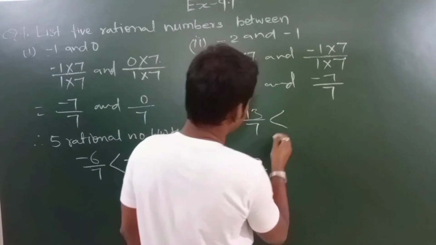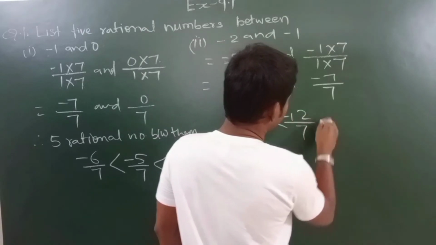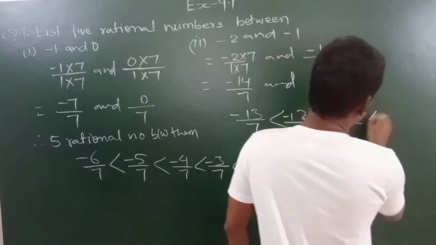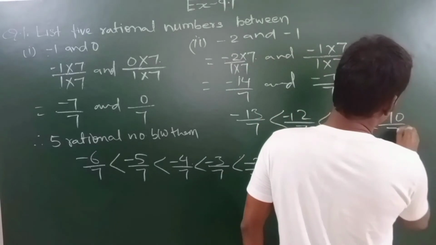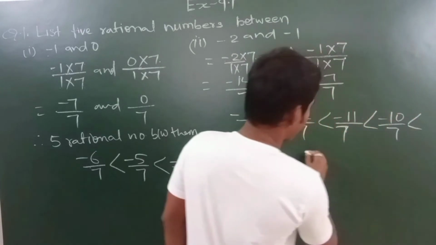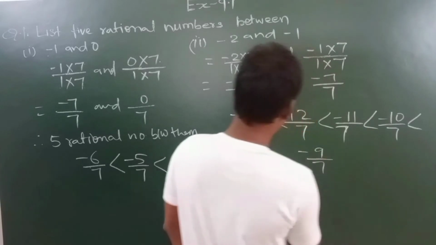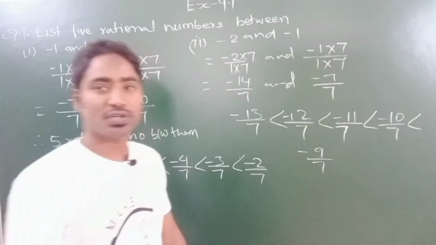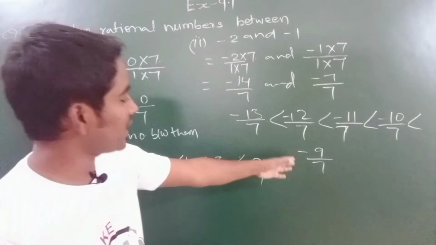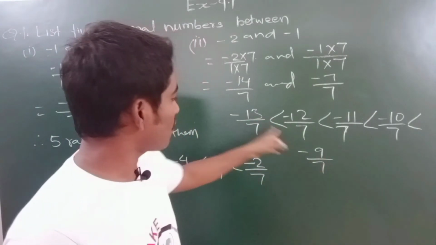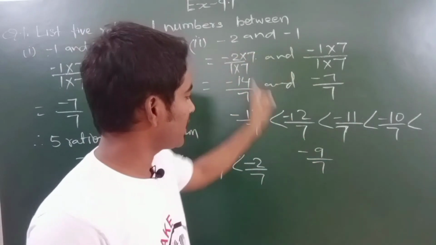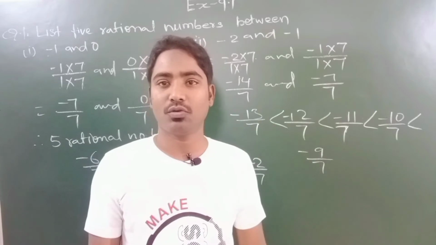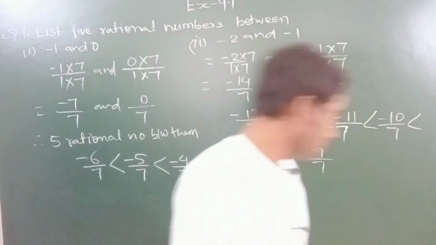-13/7 less than -12/7 less than -11/7 less than -10/7 less than -9/7. How many did we get? 1 2 3 4 5. So here are your 5 rational numbers, and you can see, students, that all these rational numbers are between -2 and -1. Okay, now moving to the next segment.